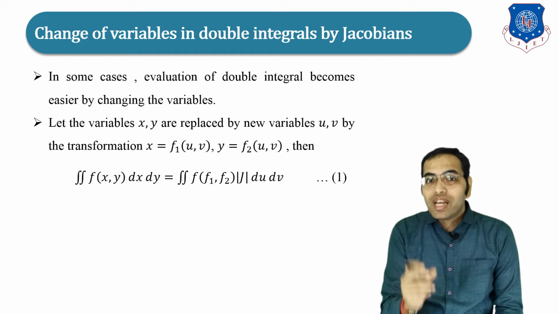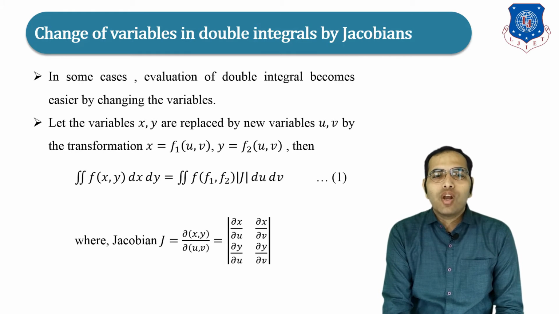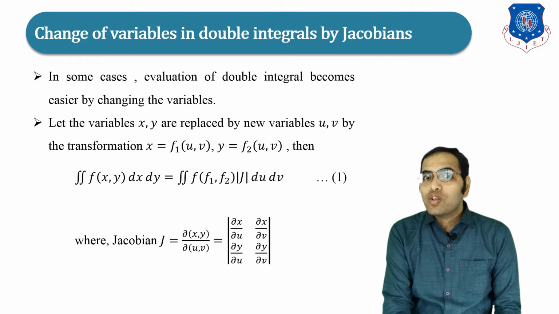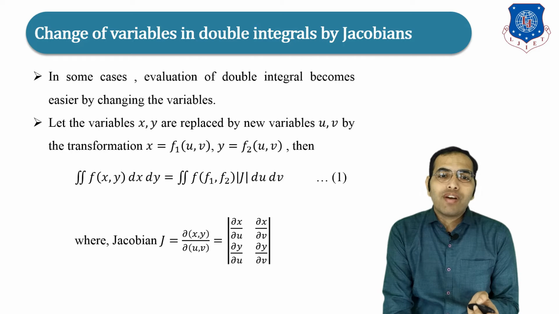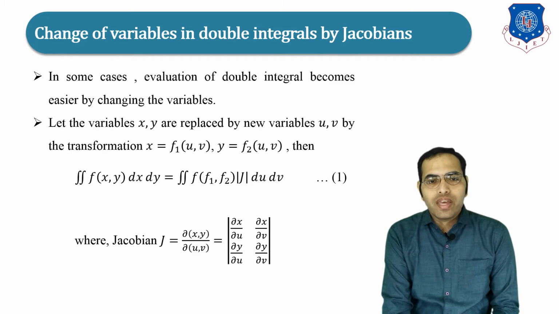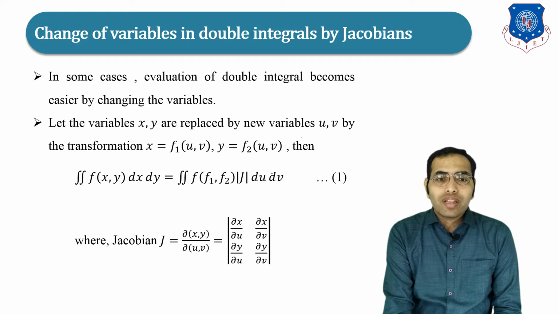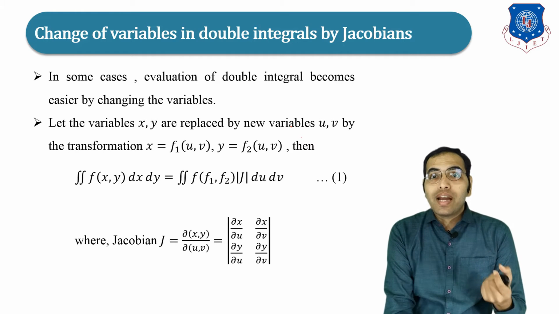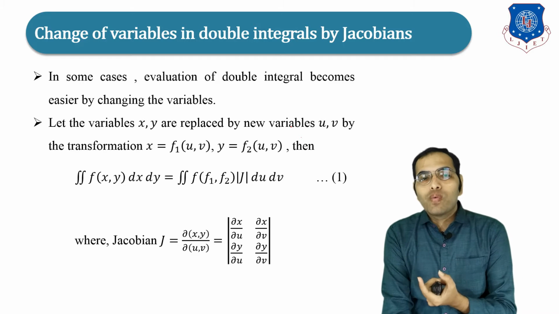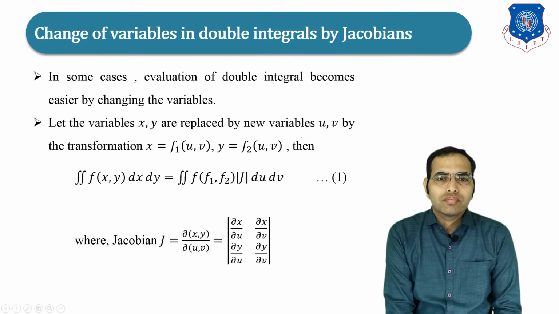where J is the Jacobian, where Jacobian J equals del of x, y upon del of u, v, meaning the partial derivatives of x with respect to u and v, and the partial derivatives of y with respect to u and v. Expanding this determinant and substituting this value in our equation number 1 gives the relation between the Cartesian coordinate system and the uv plane, meaning our image will be transformed in the w plane.